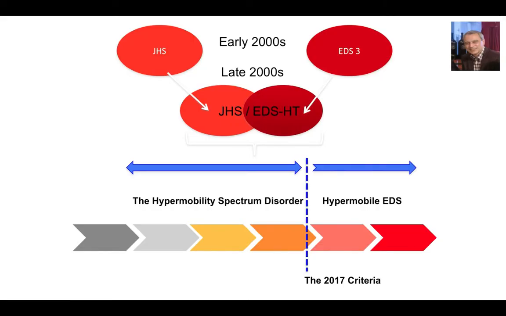So to combine things together, in one slide: in the early 2000s, we talk about EDS3, joint hypermobility syndrome. Then they merged, and they merged for a good reason, for the management plan, and it worked, and we know how it works. It created a problem in terms of research, and now we're looking at two different conditions, the hypermobile EDS and then the hypermobility spectrum disorder.